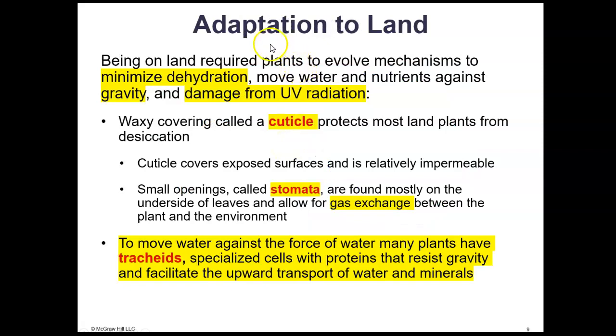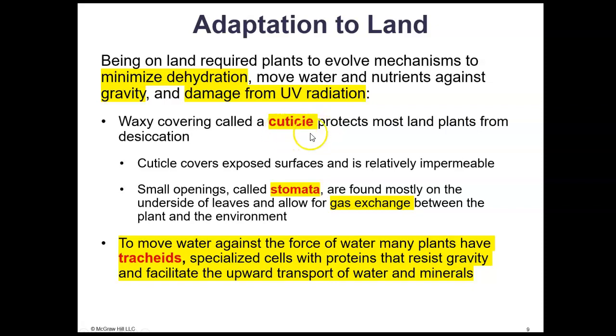Okay, adaptation to land. The adaptations that enable plants to live on land rather than water help to minimize dehydration or desiccation. The body of the plant is heavy, so they help it to deal with the effects of gravity. The tissues have to be tougher, basically, and damage from sunlight or ultraviolet radiation. So one of the modifications is a waxy covering called a cuticle.